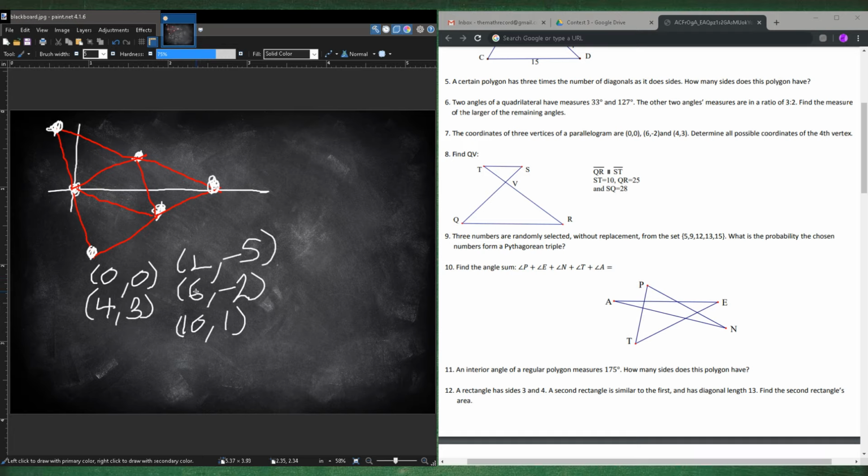So basically from 6, -2, you do the exact same thing. You can add 4 and add 3, or you minus 4 and minus 3 to get these 2 points. So those are your first 2 points. So you have 2, -5, and 10, 1. And now you just have to look for the last point.